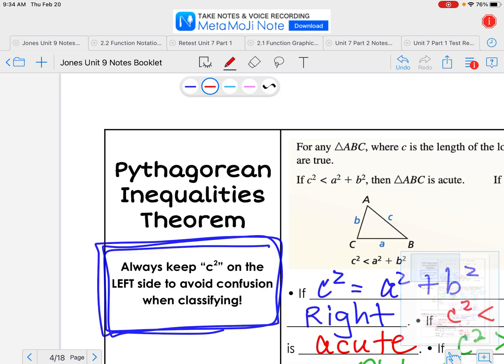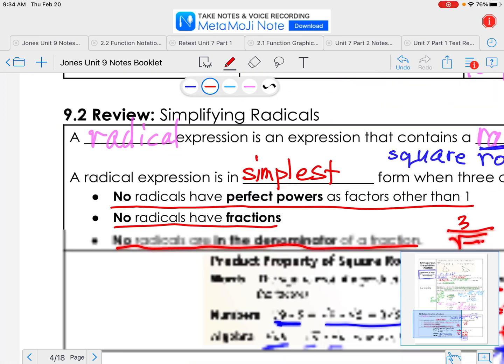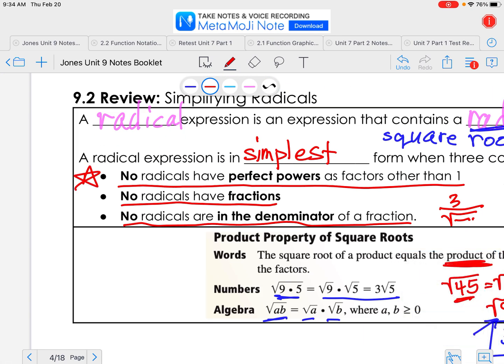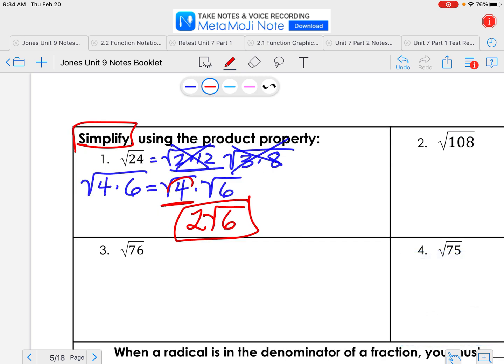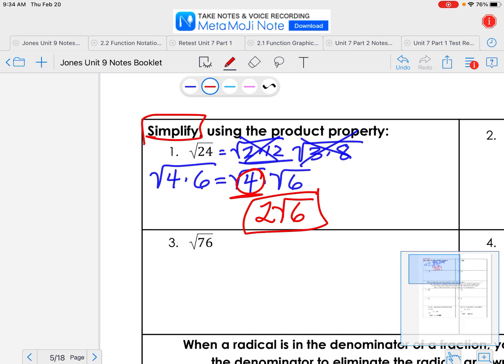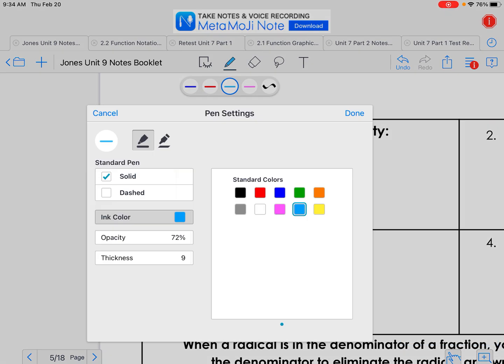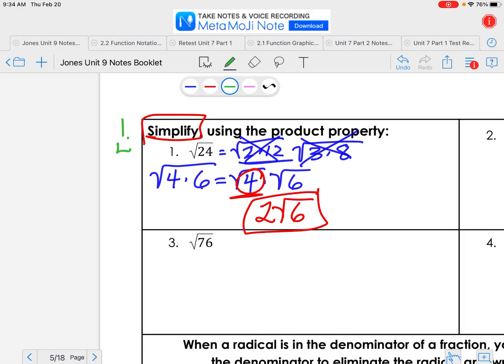So rule number 1 we learned over here was that no radicals have perfect powers as a factor. So here, 4 is a perfect power. So what are our perfect squares? In case you don't remember, 1 times 1 is 1, 2 times 2 is 4, 3 times 3 is 9. Perfect squares are numbers that the square root of them is a whole number. Square root of 25 is 5, square root of 36 is 6, etc.